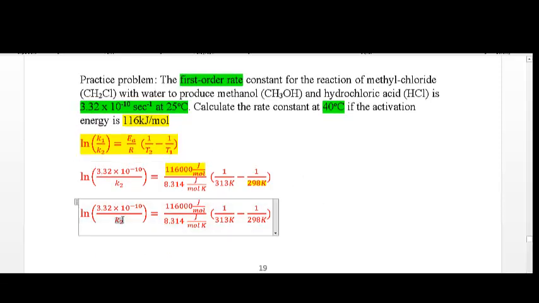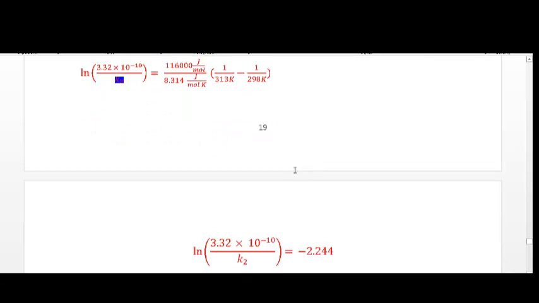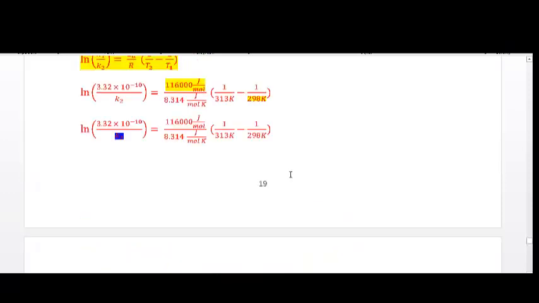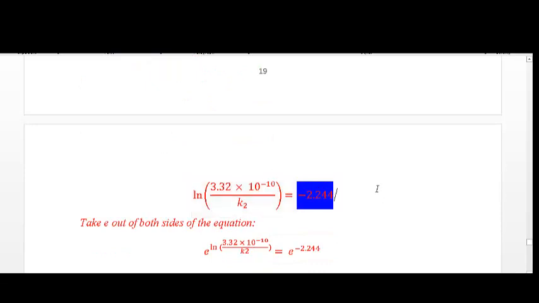All I need to do is solve for K2. So just like with the Clausius-Clapeyron equation, we have to somehow find a way to pop out K2. So first of all, what I did was I plugged all this into my calculator. I got a value of minus 2.244. Okay, well that's fine. But I got all of this, my natural log and all that stuff within the natural log bracket. So how do I get rid of it?